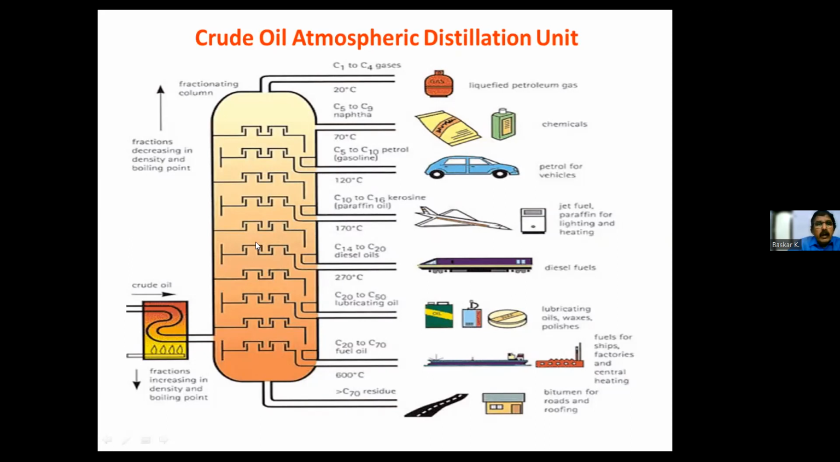Now coming to our main question: in a single tower, how do we maintain different temperature profiles? You can see the feed inlet is around 450 degrees and the bottom is maintained at 600 degrees, and the other portions are maintained at 270, 170, 120, 70 and 20. Imagine, can you do that in a normal water flask? You can maintain only one temperature, right? But in this atmospheric distillation tower, we are maintaining different temperatures in a single tower.